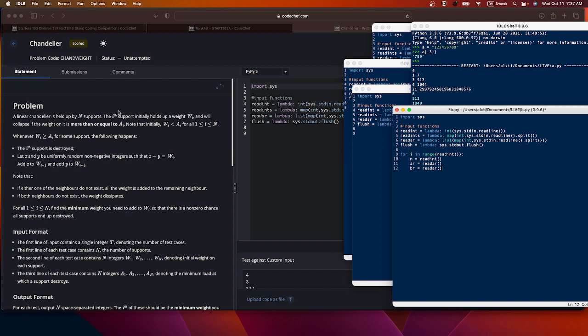So X and Y are uniformly random non-negative integers. So some random amount of weight goes to each one, in integers. Note that if either one of the neighbors does not exist, all weight is added to the remaining neighbor. If they don't exist, then okay, the weight just does not occur.